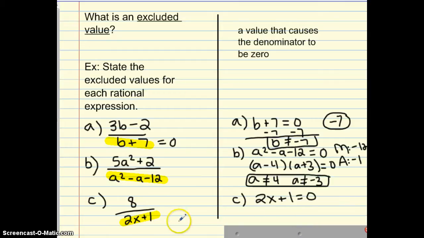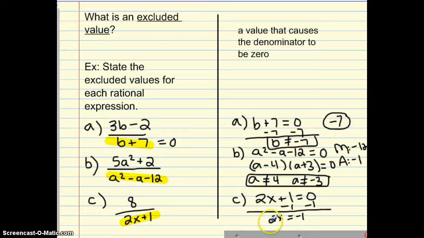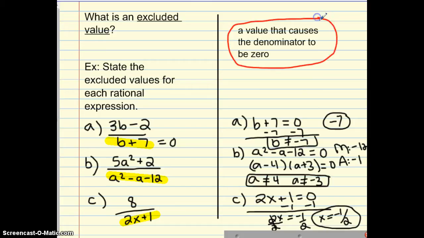And then in example C, I'm just going to solve that out to find my excluded value, which in this case, if I were to divide by 2 on both sides, our x could not be -½. So again, anything that causes our denominator to be 0 is bad news.